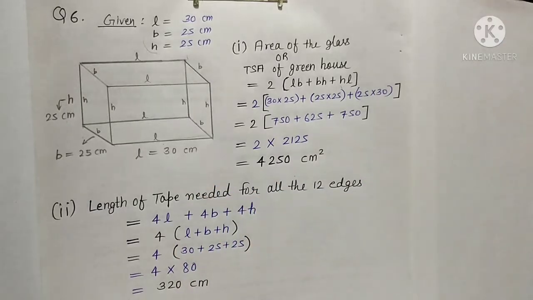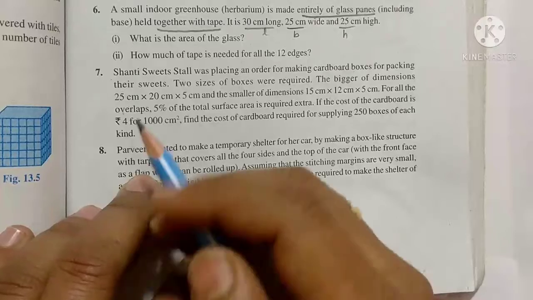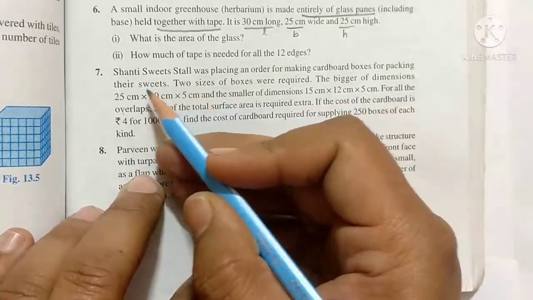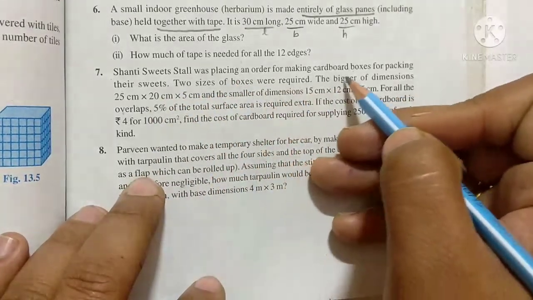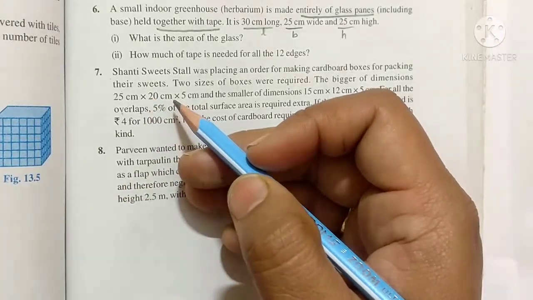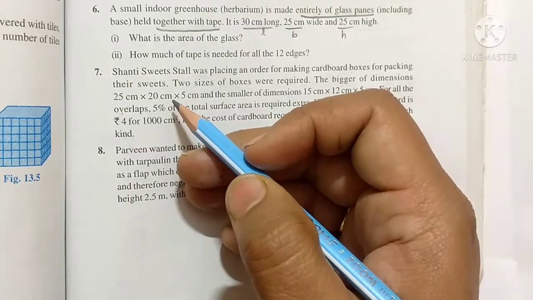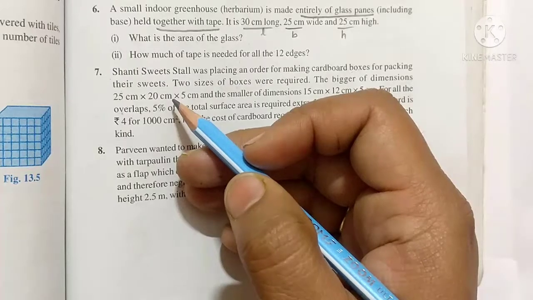So in this way we found both the parts which we had to find in the question. Now move to question number 7, which says that Santi Sweets, a sweet stall shop dealing in sweets, was placing an order for making cardboard boxes for packing their sweets. We know very well that when we go to a sweet shop and give an order for sweets, whether it is half kg or 1 kg, they give us boxes accordingly.